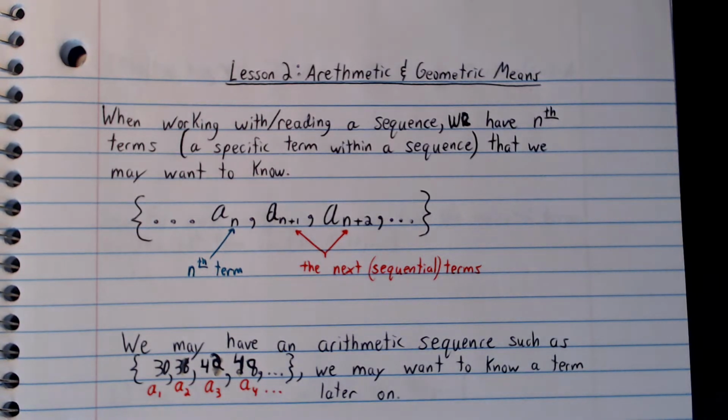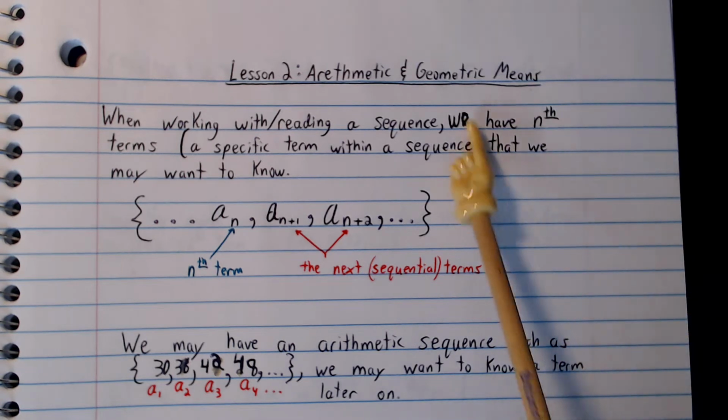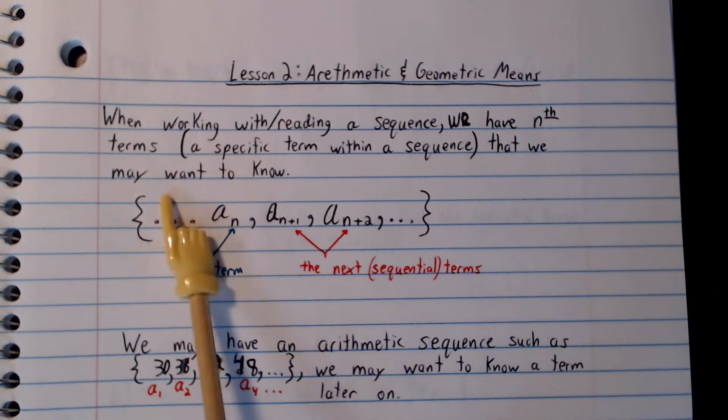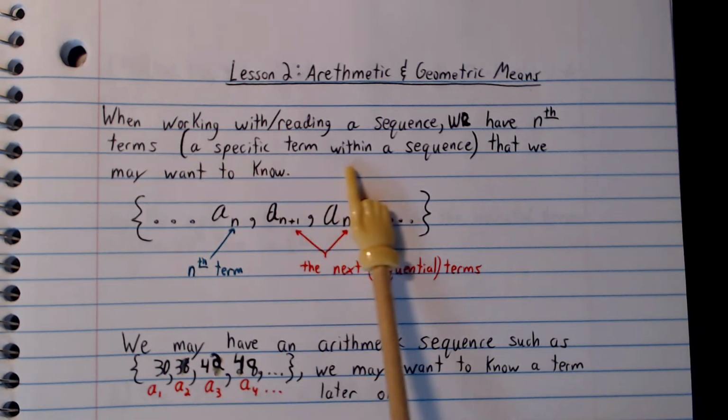But let's see. When we're working with or reading a sequence, that's supposed to say we have nth terms. An nth term is just a specific term within a sequence. So like maybe you wanted to know the 15th term in a sequence, but you only know the first couple. You still might be curious about what that number is.